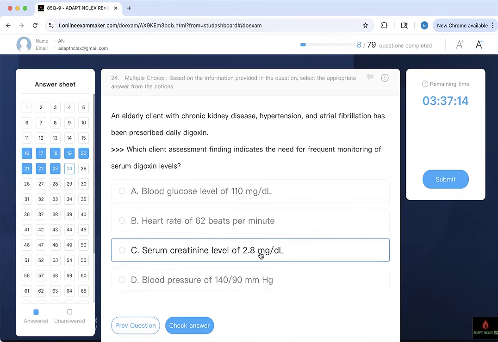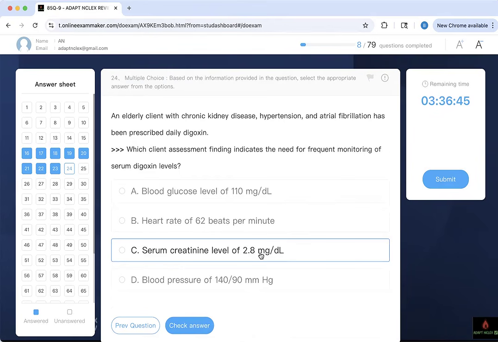The kidney is not working, right? The kidney takes care of digoxin to clear it out. Hypertension, right? AFib, right? But if I see glucose of 110, do I need to monitor digoxin? Well, heart rate of 62, serum creatinine of 2.8, blood pressure of 140. Which finding will make me worry that I need to monitor digoxin? Otherwise, I have digoxin toxicity. That is what the question is asking you.